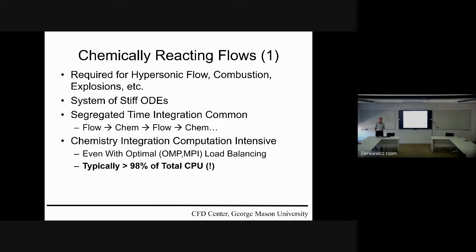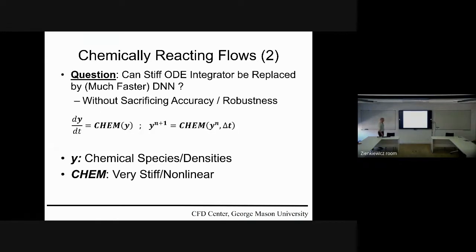So is there a way that we can get around this? Can we build a stiff ODE integrator that is based on neural nets that can replace the chemistry that we have? So we want to try to learn dy/dt by an exact chemical or stiff ODE solver into something that is replaced by a neural net.